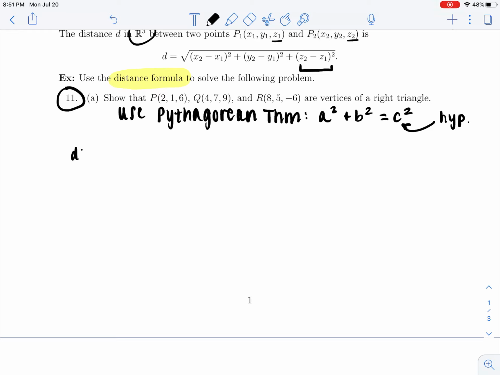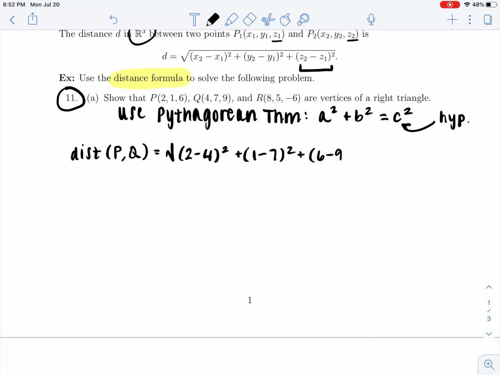So let's utilize the distance formula here to calculate the distance between each of these 3 pairs of points. Starting with the distance from P to Q or Q to P, we had discussed that the order doesn't matter. So I'll just take the coordinates of P minus the coordinates of Q, and I'm going to square them and add them all up.